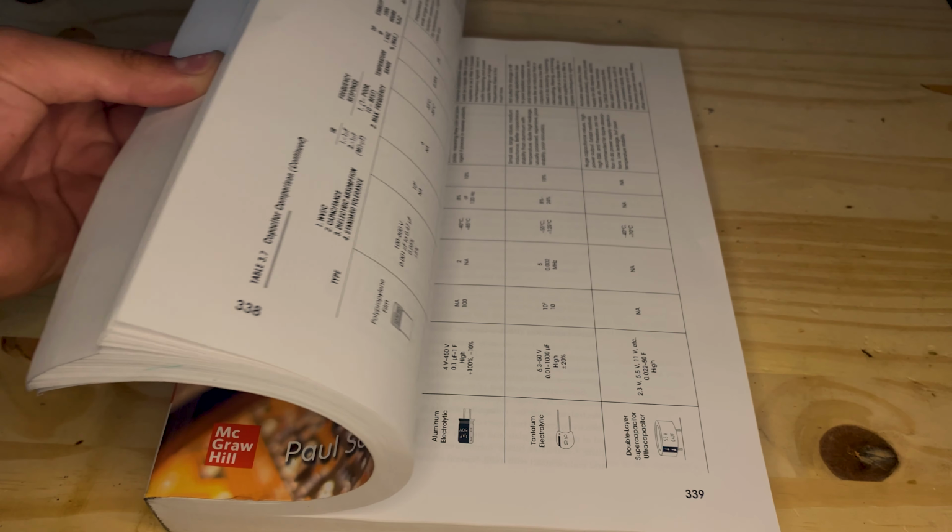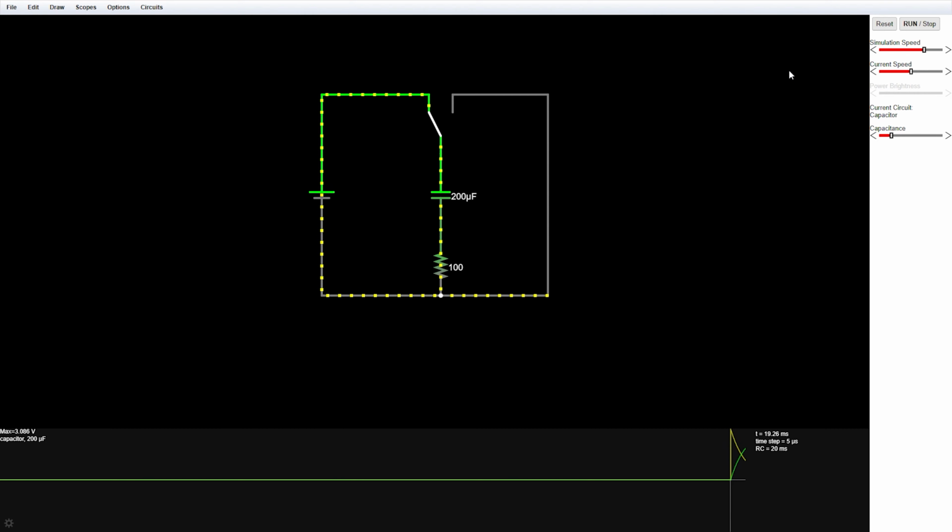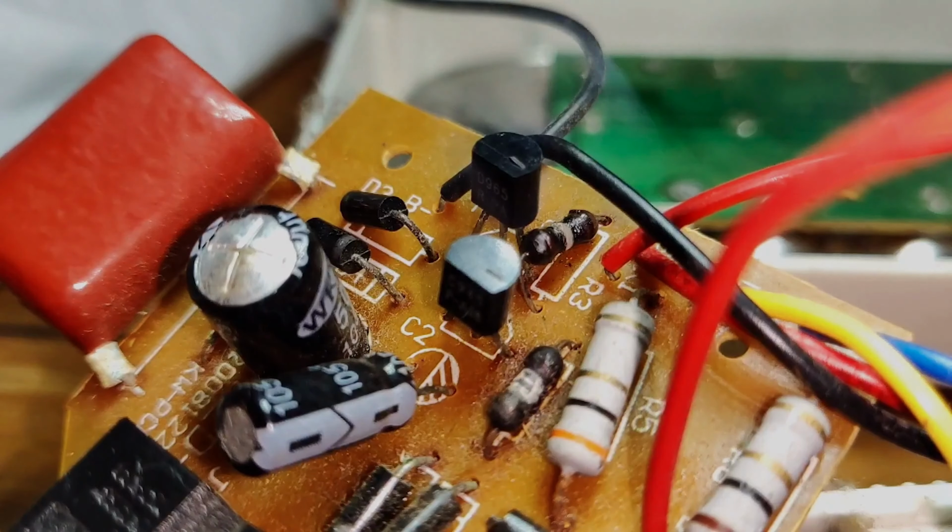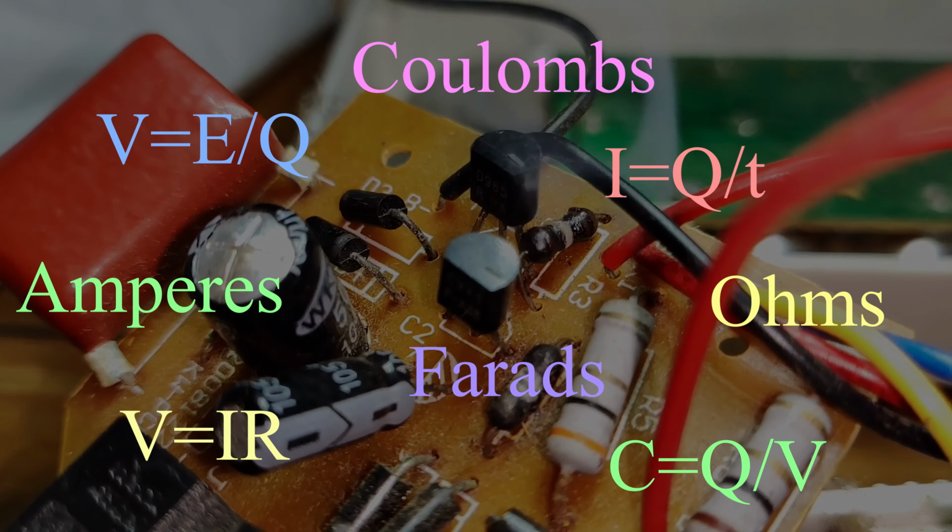So, in order to understand the true physics of RC timing, we first need to gain a fundamental grasp on the formulas that govern the behavior of both capacitors and resistors.